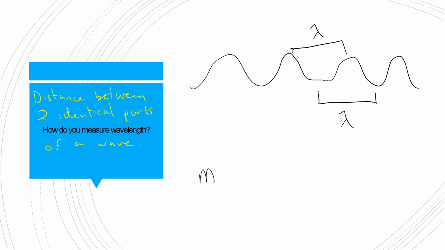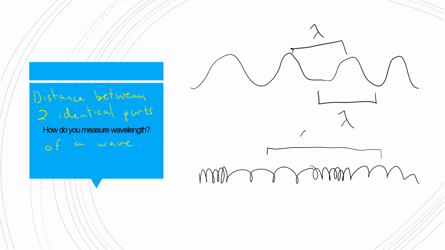In terms of a compression wave, and this is a horrible drawing of a compression wave, I apologize, I can measure from the center of the rarefaction to the center of the other rarefaction, or I can measure from the center of the compression to the center of the other compression. Those would both be wavelengths. It doesn't really matter whether you choose to measure from crest to crest, trough to trough, or compression to compression, as long as you are measuring two identical parts on that wave. As long as the parts are identical, you are good to go.